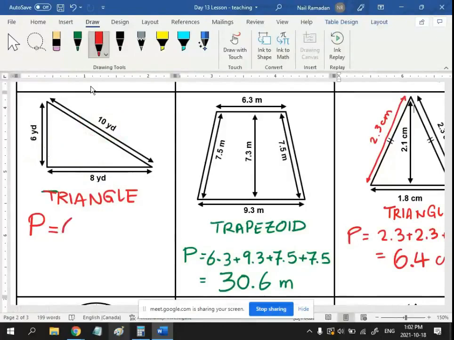6 plus 10 plus 8. How much is that? Well, 6 plus 10 is 16. 16 plus 8 is 24. So 24 what? 24 yards.